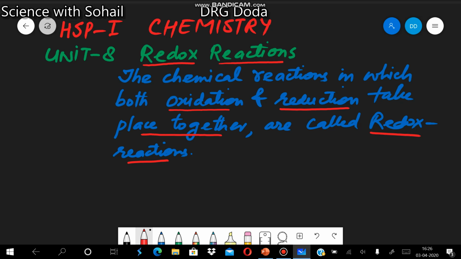Today we are going to start Unit 8 of class 11th in chemistry, and this unit is about redox reactions.